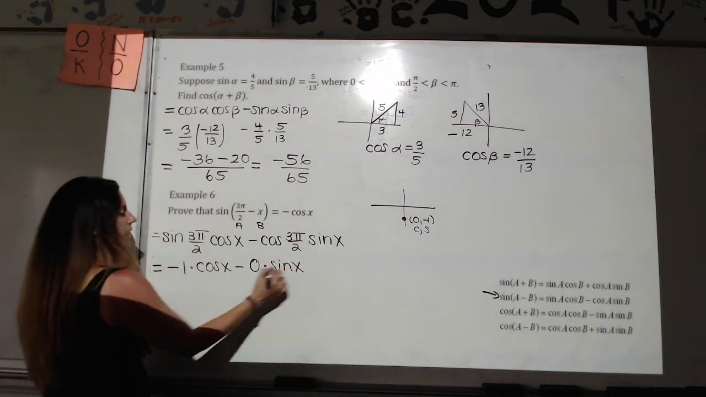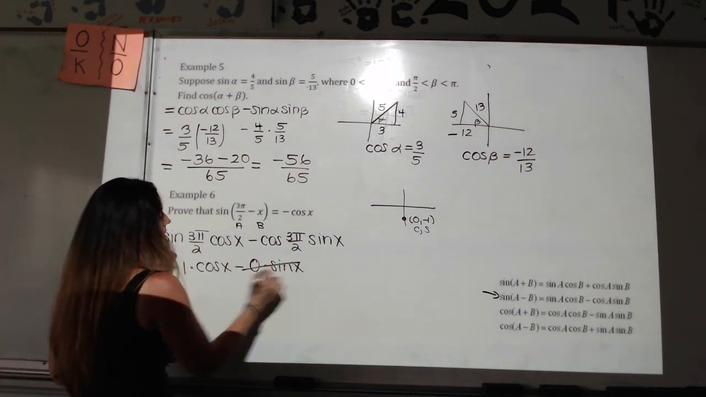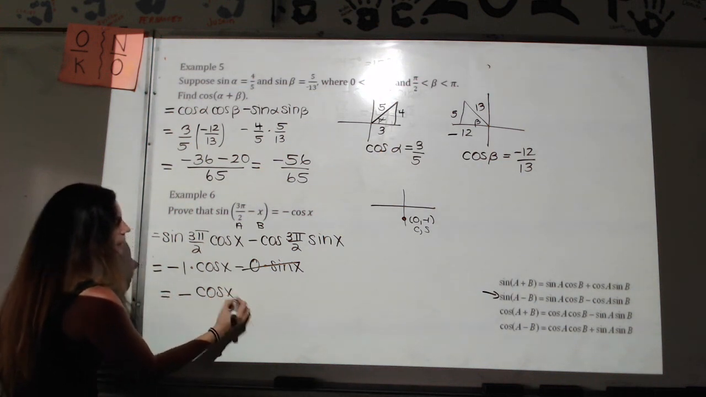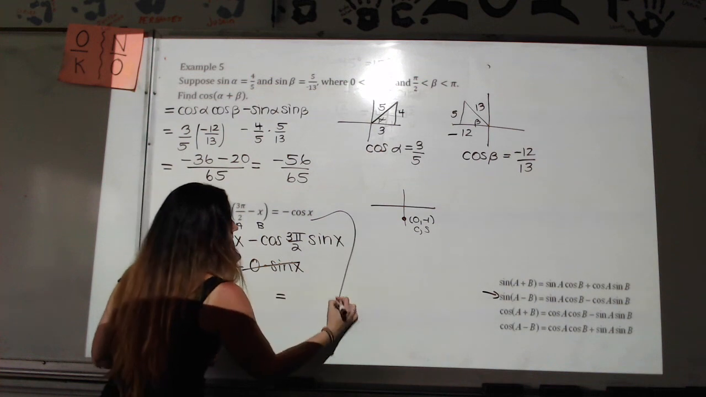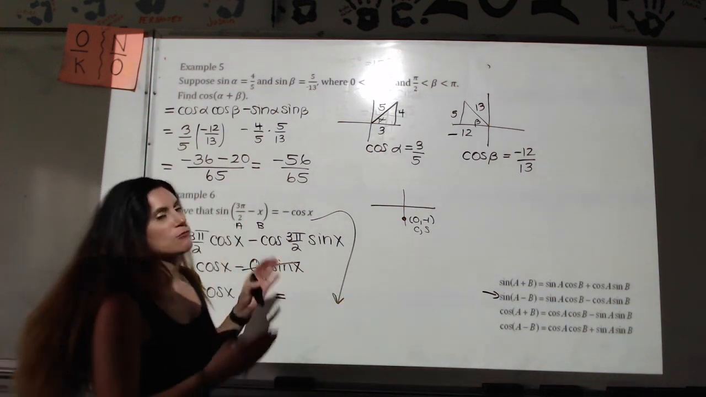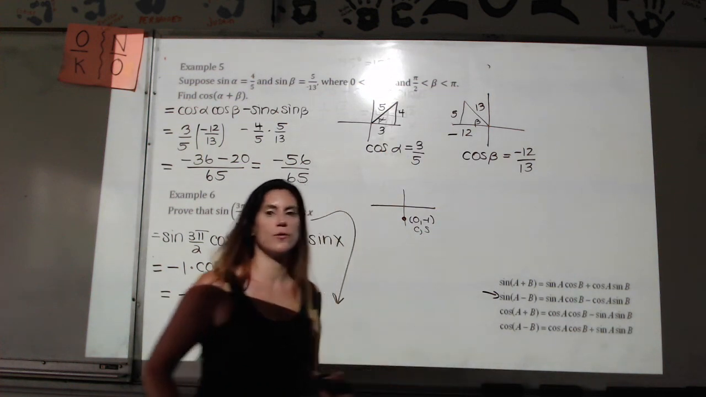And so that makes this entire term cancel. 0 times anything is 0. And so my answer is the negative cosine of x, which equals the other side. So in all of these problems in this lesson, I'm just showing you different ways to apply those 4 formulas.